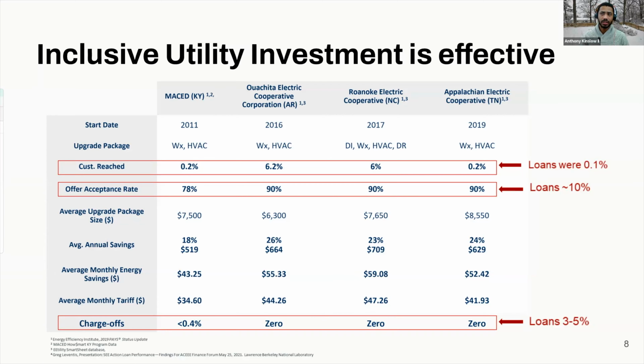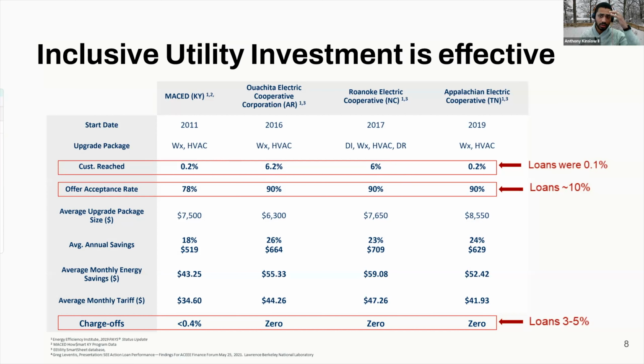Well, if you look at, I mentioned loans, less than 1%, it's actually around 0.1% of eligible customers take advantage of a loan to decarbonize their property. In contrast, you see orders of magnitude higher adoption rates in areas like Ouachita Electric Cooperative or Roanoke Electric Cooperative. Now, Roanoke Electric Cooperative serves a majority Black county in a persistent poverty area, and is still having that level of adoption. That gives you an idea of what this could possibly be.